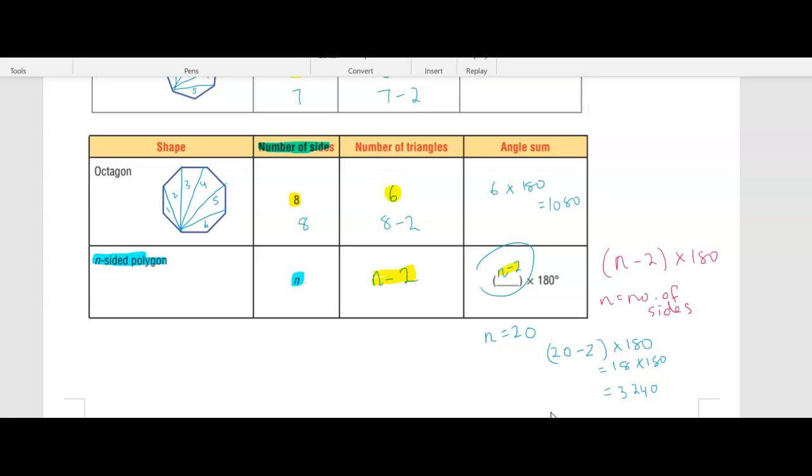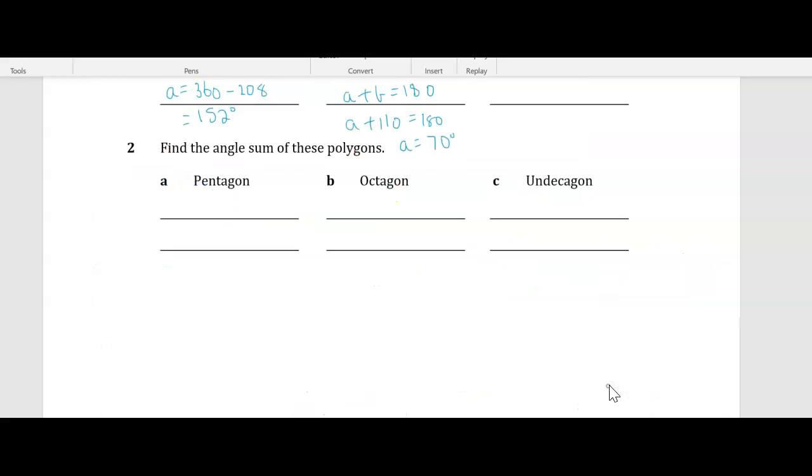Okay, so we're going to use that rule to help us answer this question. So I'm going to write it again down here. So n minus 2, make sure you use brackets, times 180, where n equals the number of sides. So a pentagon is 5 sides, an octagon is 8 sides, and an undecagon, which I've never heard before, is 11 sides. So I think it actually has another name as well.